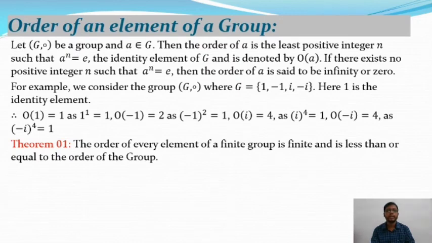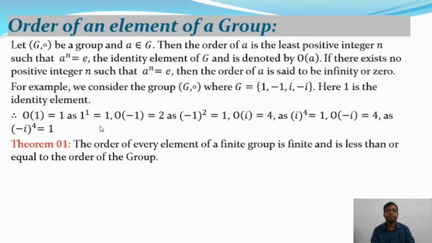Okay, so minus i whole to the power 4 is equal to 1, as well as minus i whole to the power 8 is equal to 1. That means the multiples of 4 as a power of minus i give 1. But 4 is the least positive integer such that a to the power n is equal to e, that means minus i whole to the power 4 is equal to the identity. That means order of minus i is equal to 4. Why? Because minus i whole to the power 4 is equal to 1.